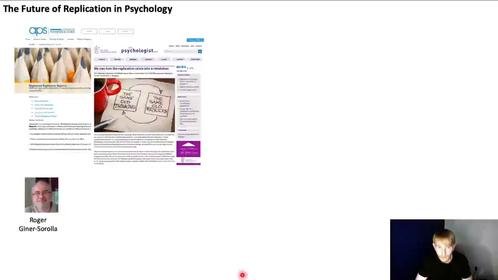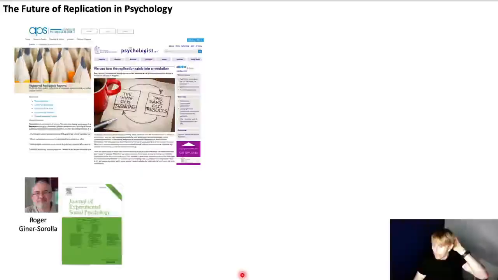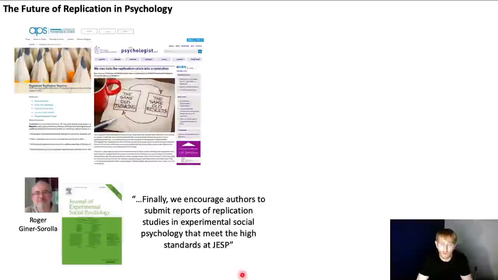He's my PhD supervisor, but more so than that, he is the editor of the Journal of Experimental Social Psychology. And when he got appointed as editor of the journal, which is one of the main journals in social psychology, in his editorial, he stated a whole bunch of things, including accepting now registered reports, but he also encouraged authors explicitly. Remember, before there was very few, only 3% of journals encouraged replications to submit replication studies.